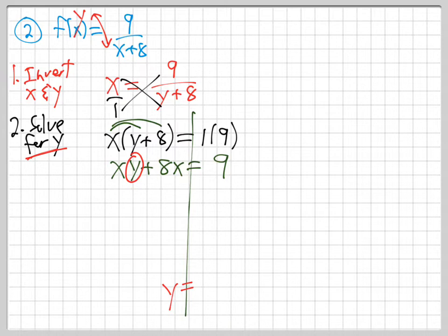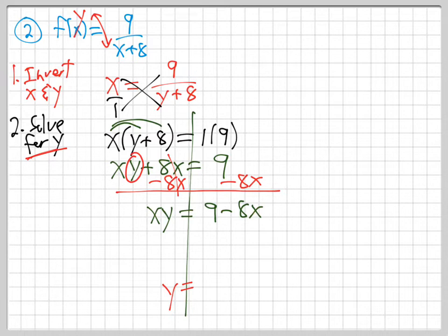Yeah, subtract that 8x from both sides. Boom. And we get xy is 9 minus 8x. Last step to finish getting x alone, or sorry, y alone: divide by the x. And you do the whole right side by x.